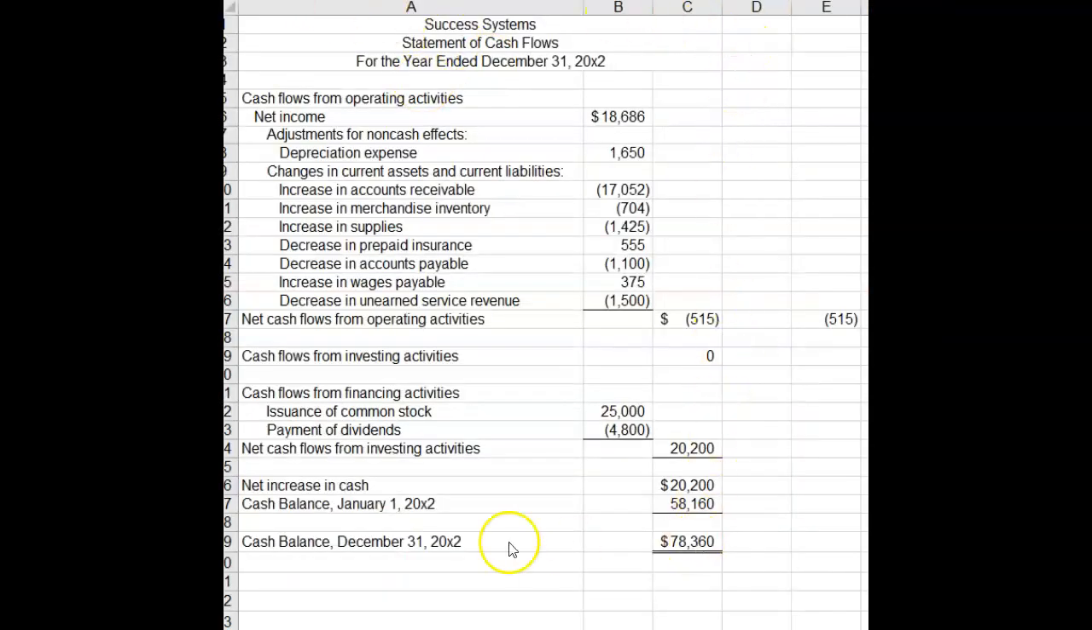This is the completed statement of cash flows for Success Systems for the year ended December 31st, 20X2, using the indirect approach. Notice that my net cash flows from operating activities under the indirect method is the same as it was for the direct method. I'm going to go ahead and delete this little note out here because it doesn't belong on the statement of cash flows.